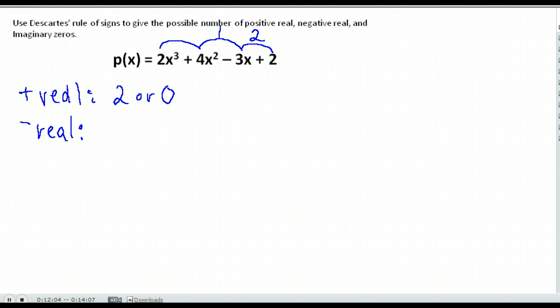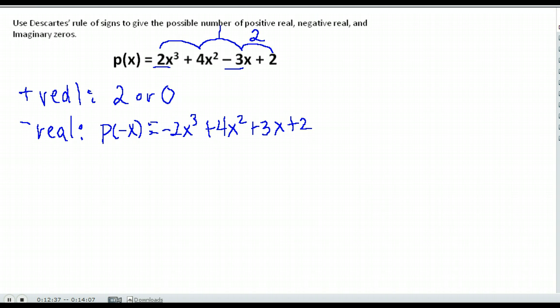Now let's count the negative real zeros. Again, we want to write p of negative x to count our sign changes. And again, what would happen is anything with an odd exponent, like cubes or first powers, will change their sign. Anything with an even exponent or no exponent or no x at all would not change. Okay, so the only ones that changed were the 2x to the third changed to negative 2x to the third, and the negative 3x changed to a positive 3x.